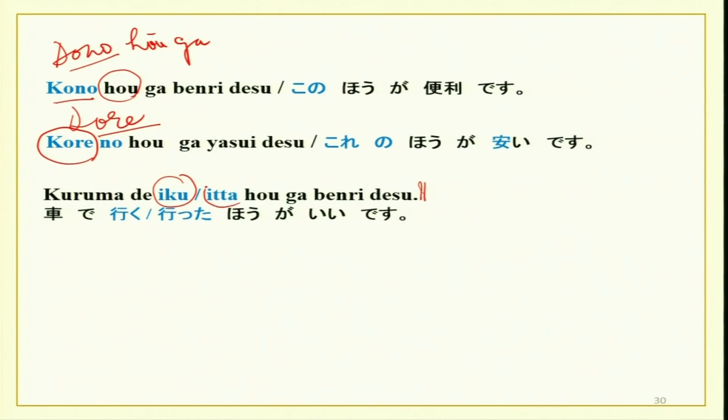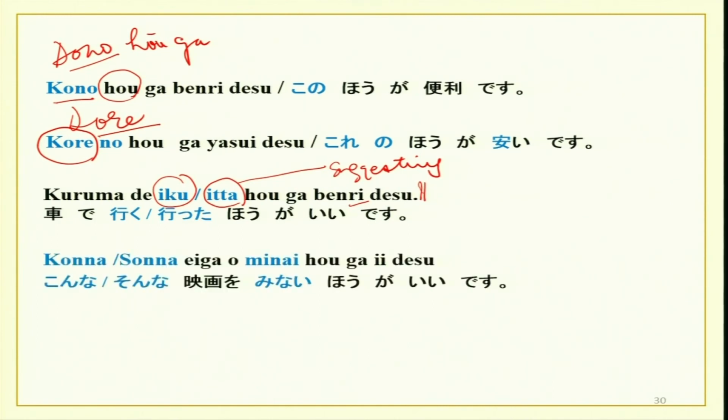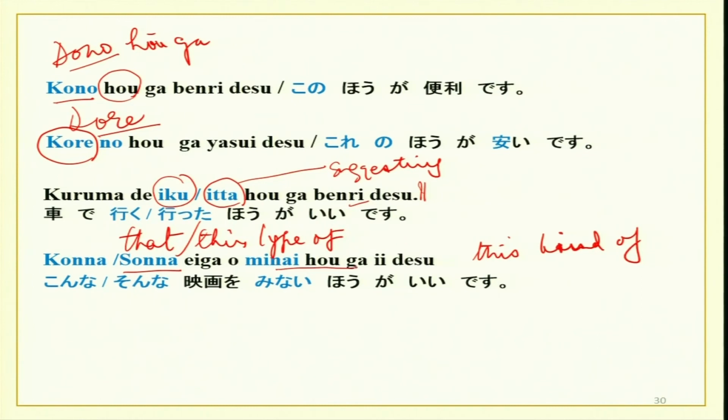But if you say, 車で行った方が便利です。So, you are suggesting over here that it is better that you go by 車. 便利 is convenient, easy, comfortable. So, now you can also do, こんな映画を見ない方がいいです。This kind of. そんな, this type of. Or that type of. 映画を見ない方がいいです. So over here in negative as well, suggesting to someone not to do a certain activity.